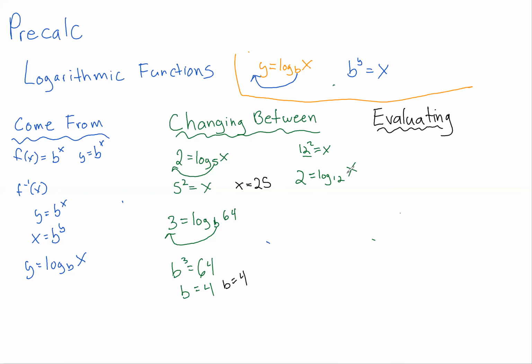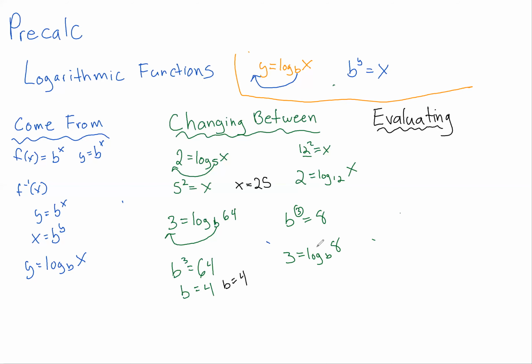Let's try another one to switch between. We've got b cubed equals 8. Again, our exponent goes on the outside. So 3 equals log base b of 8. This is just the process of switching between.